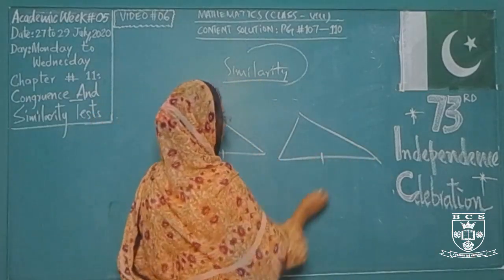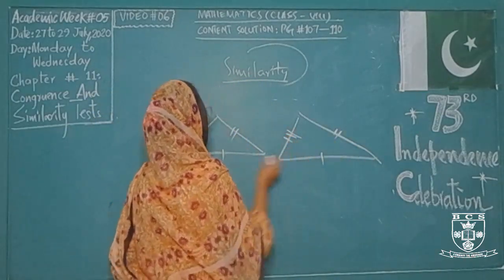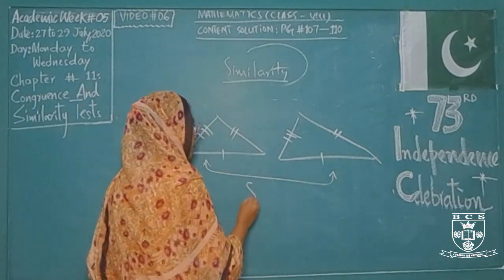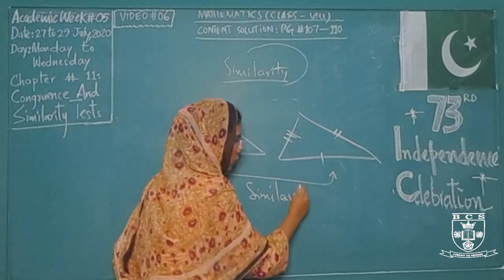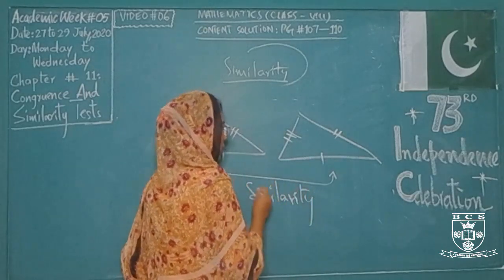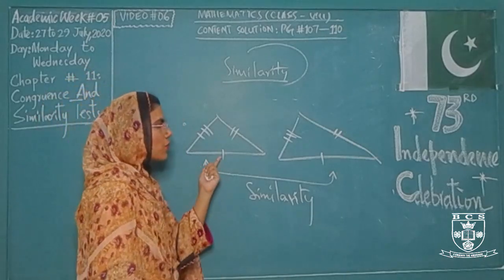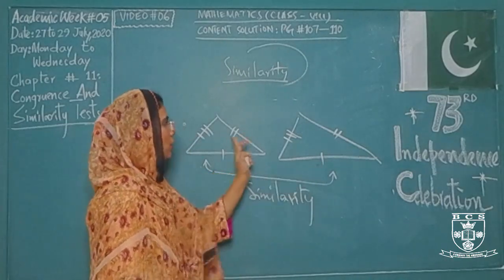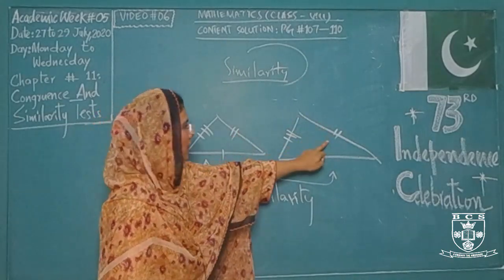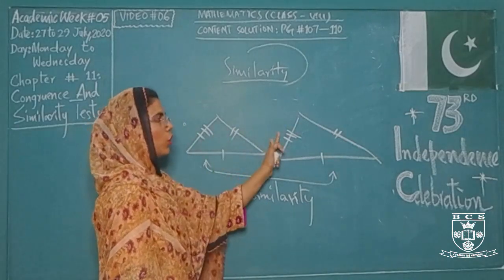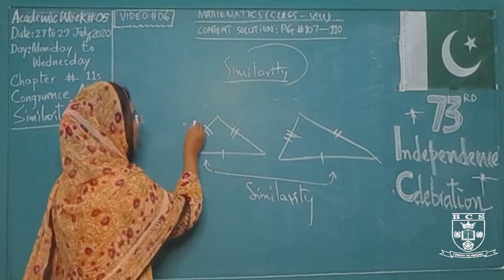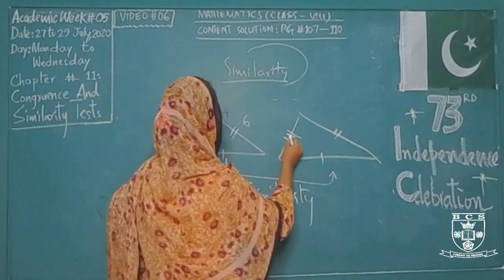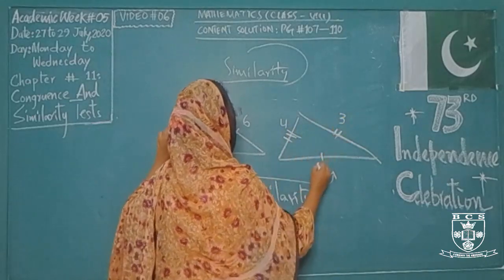Side 1, side 1, side 2, side 2, side 3, side 3. This one is similar to this one. We are discussing the similarity for these two triangles. This is the first side and this one is corresponding to the first side of the second triangle. Second side corresponds to your second side and third side corresponds to your third side. For example, if this one is 8, this is 6, this is 4, then here it must be 4, 3 and 2.